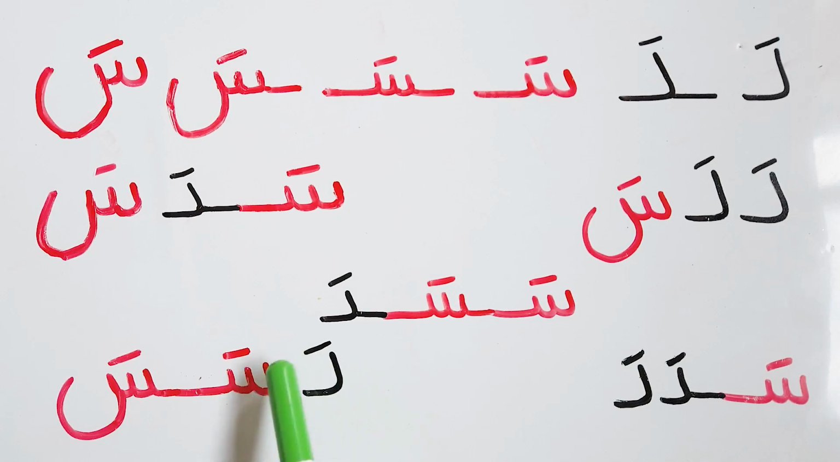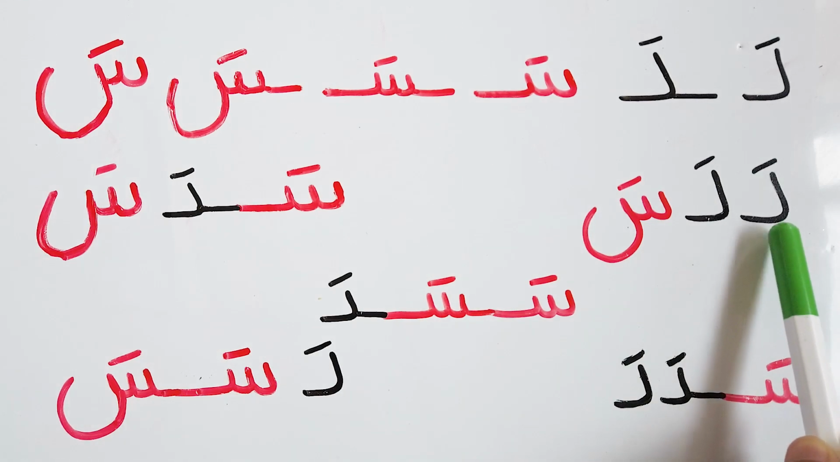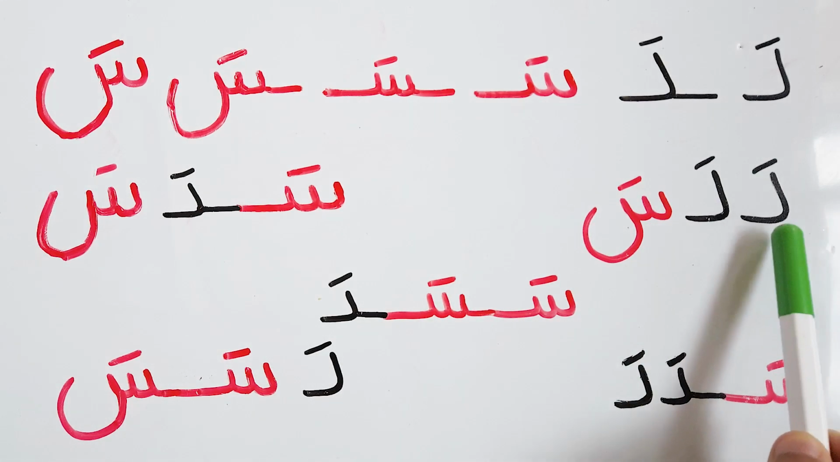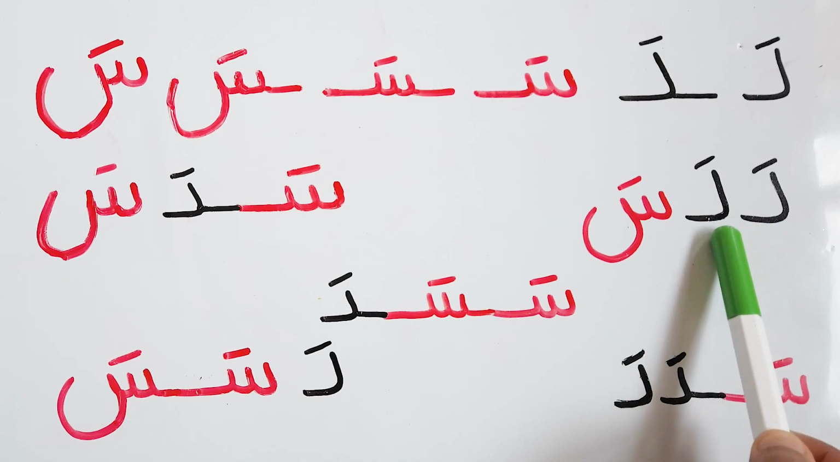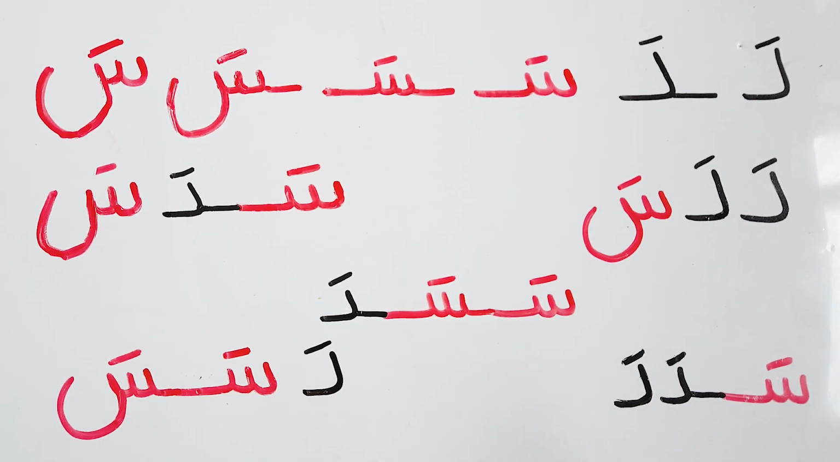So da in the beginning of the word, it's always like this. This is the shape of da in the beginning of the word. And as you see, it's not connected to the following letter. Okay, let's talk about da in the middle of the word.